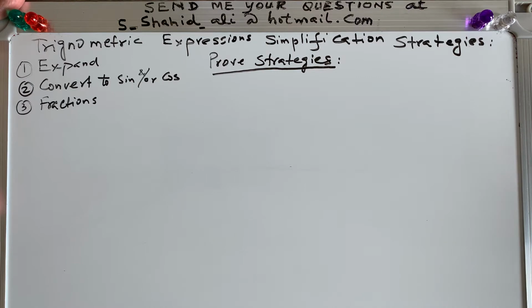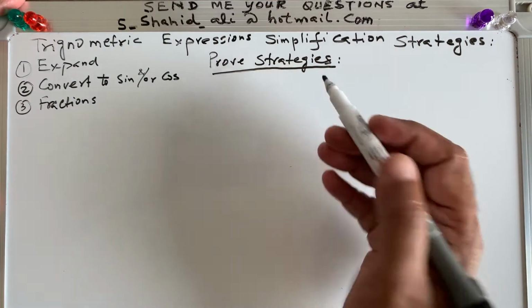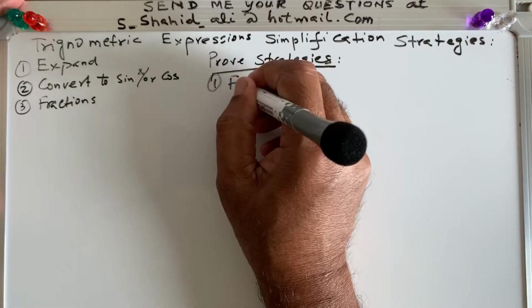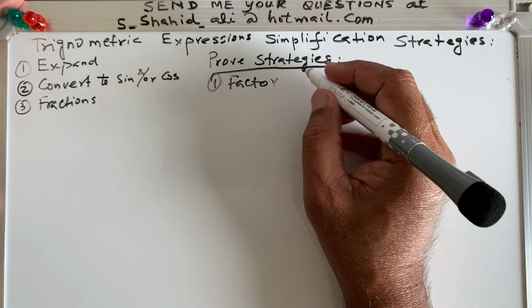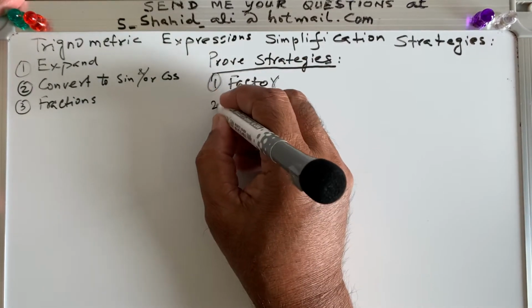And number 3 is we should be very good in fractions, because every time we have to do some fractions, and we did some fractions in lecture 2 as well. One of my students has asked me about fractions, so we will deal with that in a separate class. So let's take the proof strategies, what we can do. One thing is factor. We have to be very good at seeing how we can factor the given expression. Factor is the important thing.